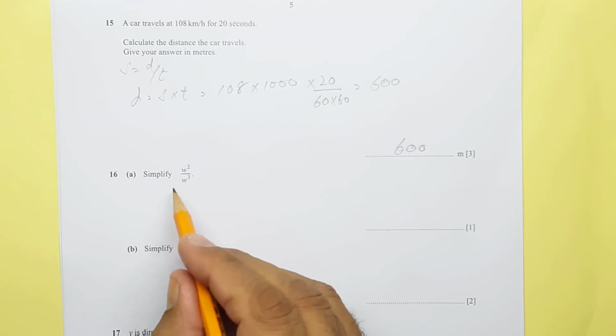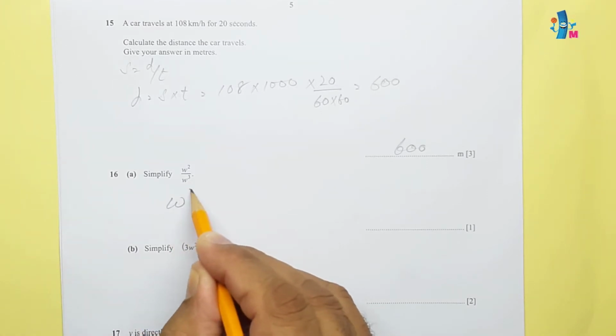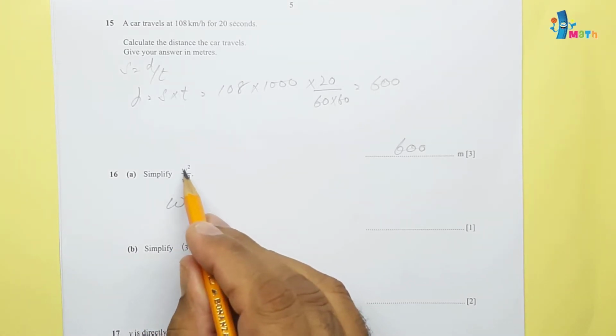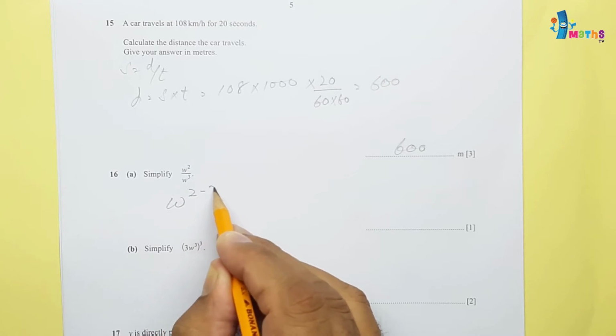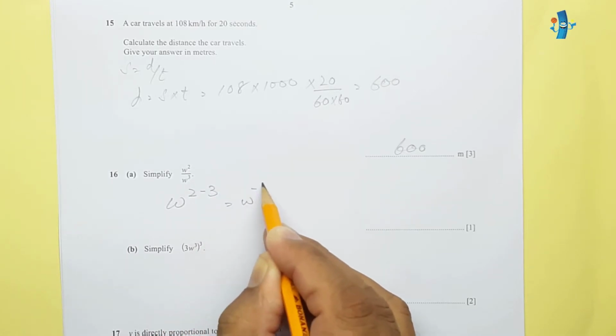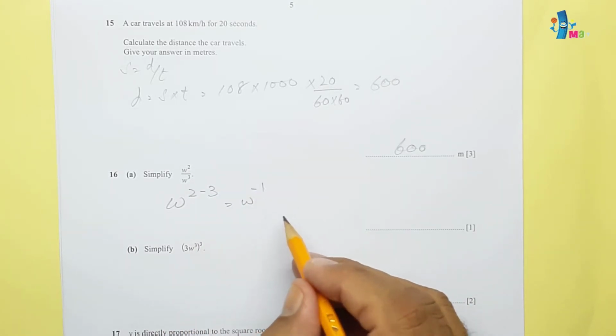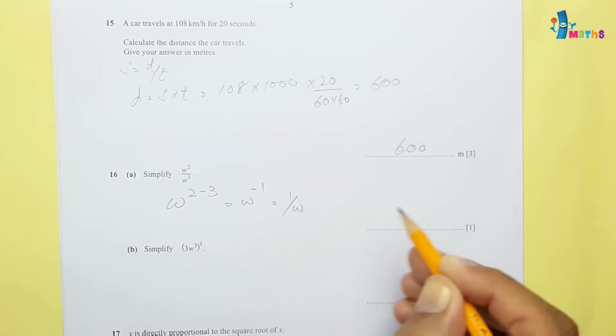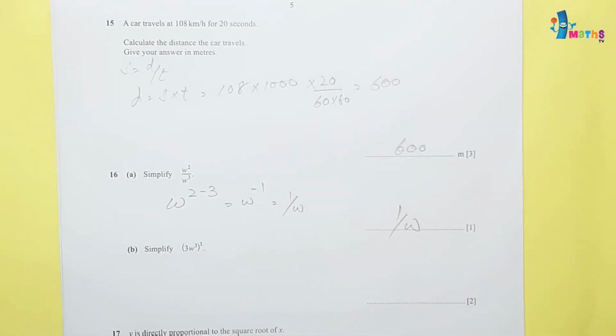This we have to simplify, so we can write this as w raised to 2 minus 3, which is equal to w raised to minus 1, or we can write this as equal to 1 over w, so our answer will be 1 over w.